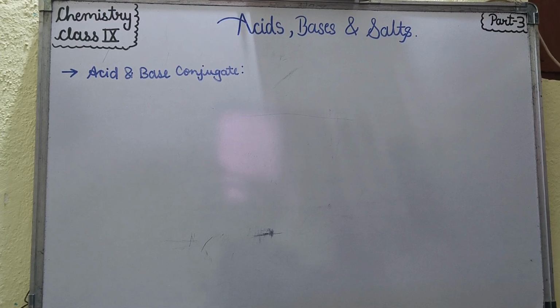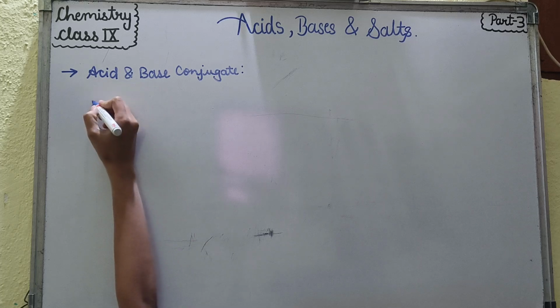Today we are going to learn class ninth Chemistry chapter Acids, Bases and Salts part 3. Our topic is acid and base conjugate. So, let us understand this topic by the example.